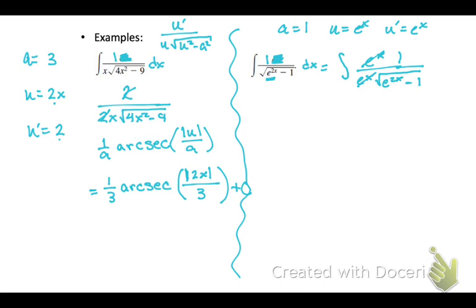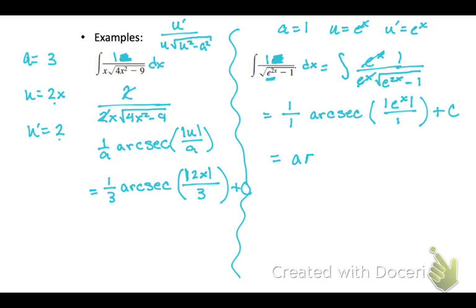So then we are going to have 1 over a, so 1 over 1, arc secant of the absolute value of e to the x over 1 plus c.